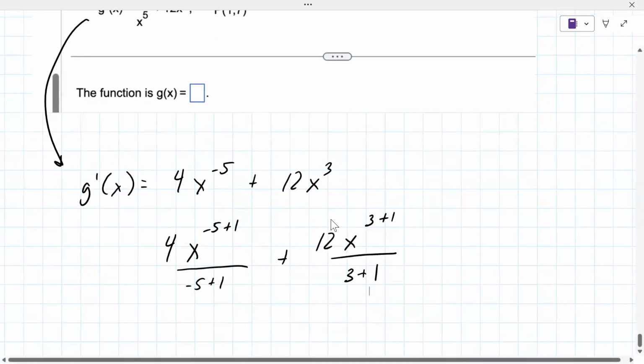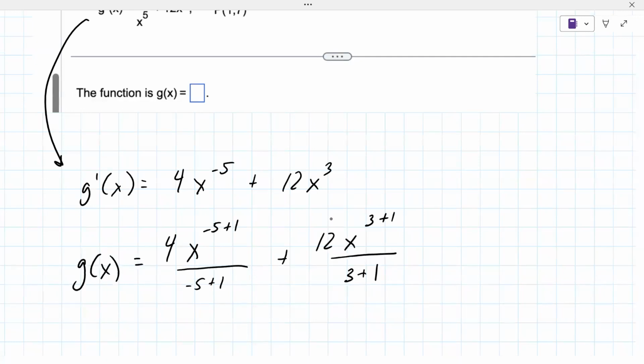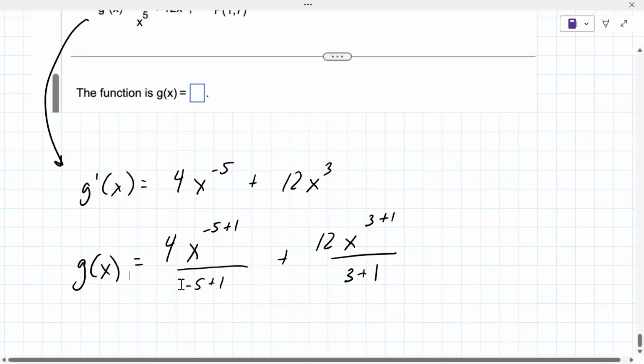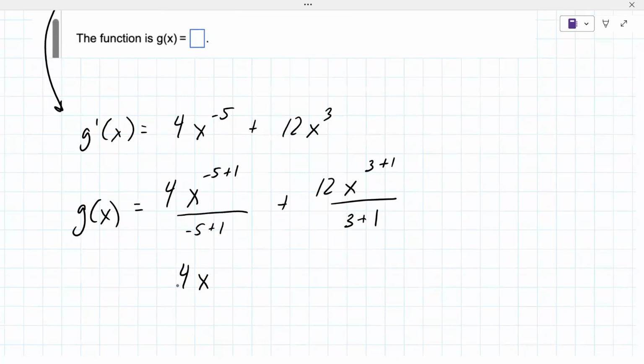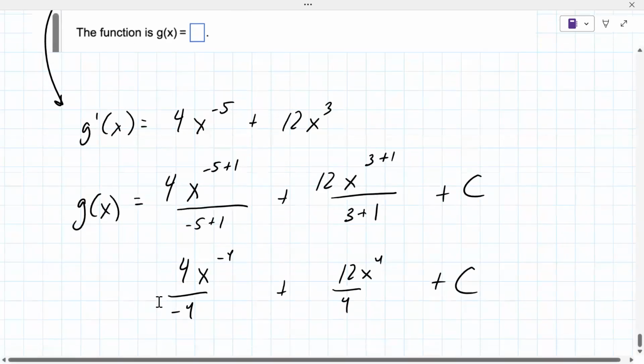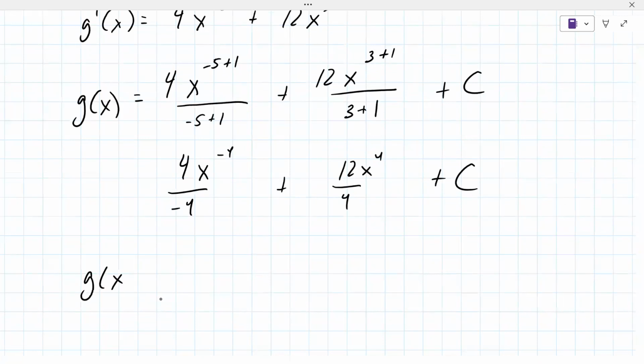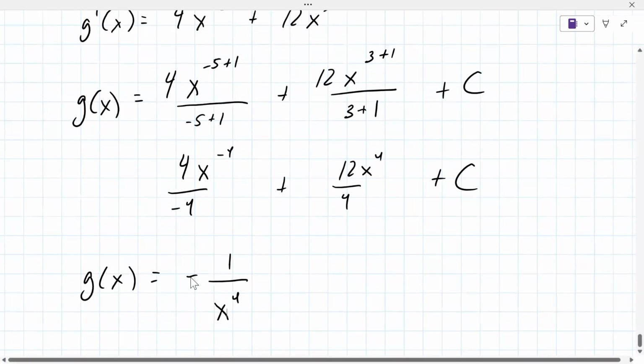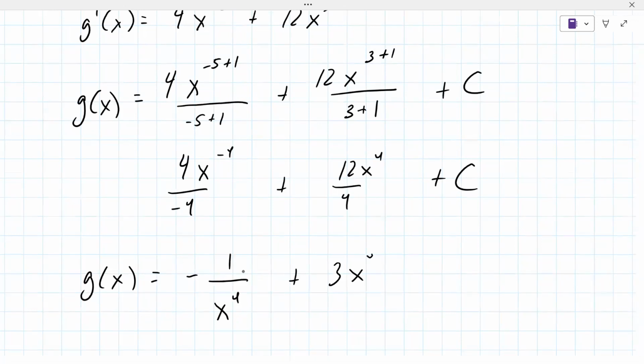So this is the new function here. This is what you're going to want to practice: these antiderivatives. Get really good at those. So it's 4x to the -4 over -4 plus 12x to the 4th over 4 plus c. Should have been a plus c there. And then you do want to simplify here. So it's negative 1 over x to the 4th. The negative comes from this: x to the -4 becomes 1 over x to the 4th. Plus 3x to the 4th plus c.